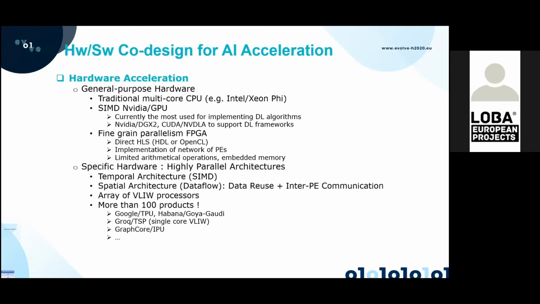Besides those technologies, we also have specific hardware which uses highly parallel architectures, which can be classified into three parts. There are temporal architectures like SIMD, spatial architectures in the case of dataflow, for example, which use data reuse and interconnections of different processing elements, and arrays of VLIW processors. I will illustrate this a little bit later.